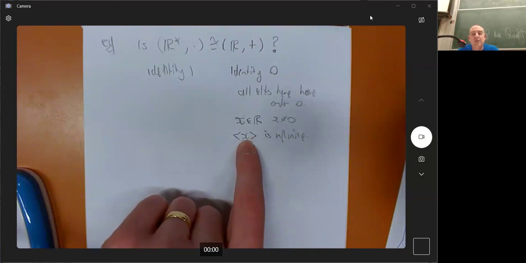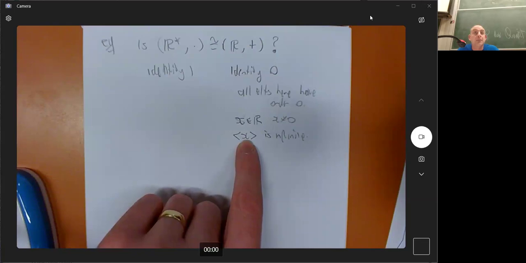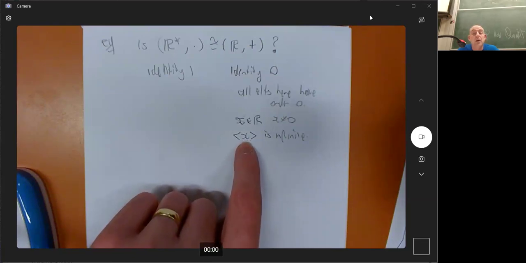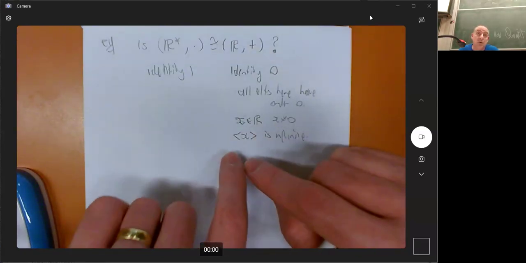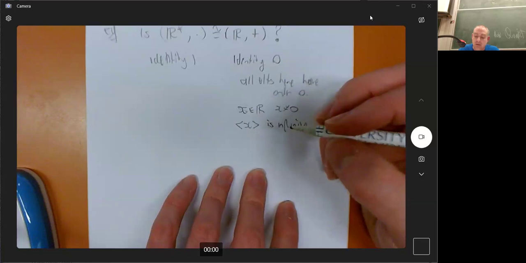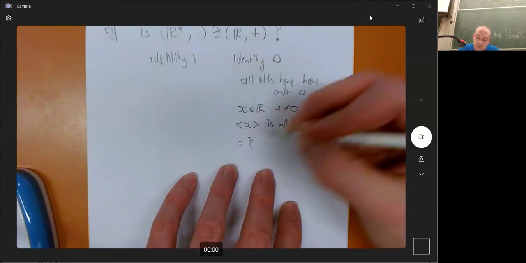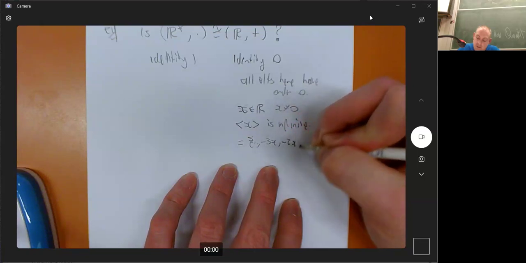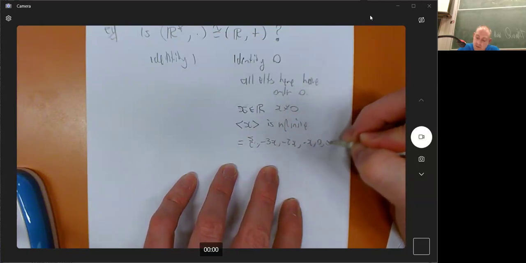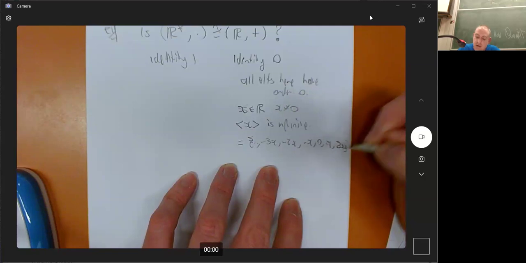Because if you keep adding x to itself, you'll never get... and you can do minus x when you do the generated one. You have to put the inverses in as well. But this is dot, dot, dot, minus 3x, minus 2x, minus x, 0x, 2x, etc. That's infinite.